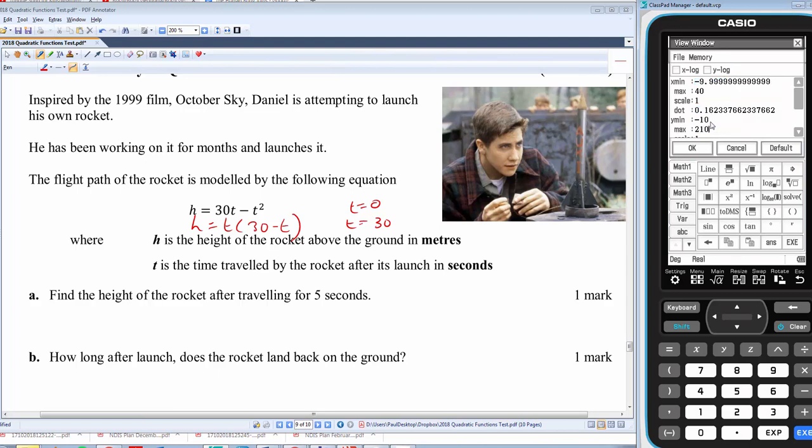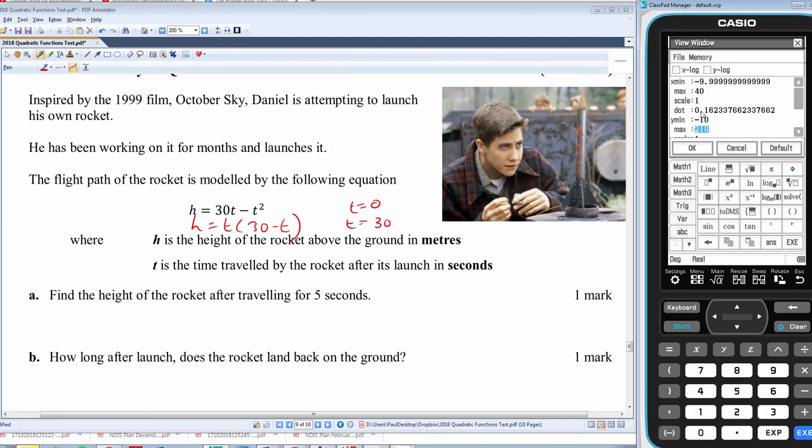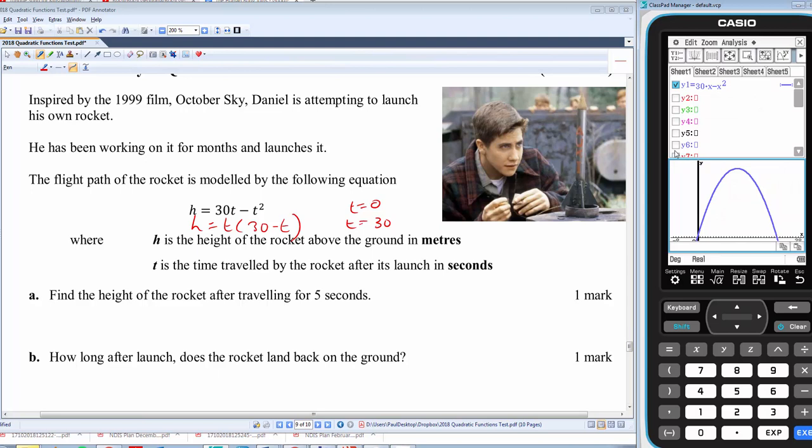So that's 210. Whoa, nice launch of a rocket there, Daniel. And what we're going to do is continue to increase that. Let's go 250 and OK, and I finally got it.